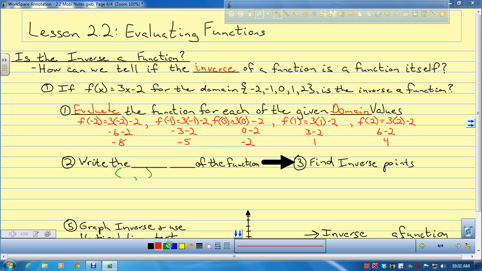And next we will go down and we will write these ordered pairs of this function. Well, that first one, our input or our x value was negative 2, right? And our output, what we got after doing that, is negative 8. So go ahead and hit pause and write out the remainder of those ordered pairs.